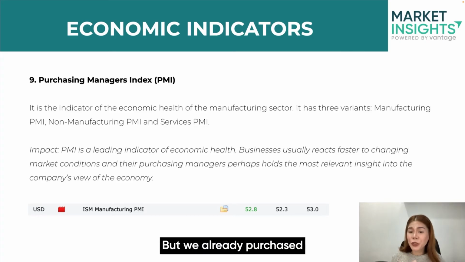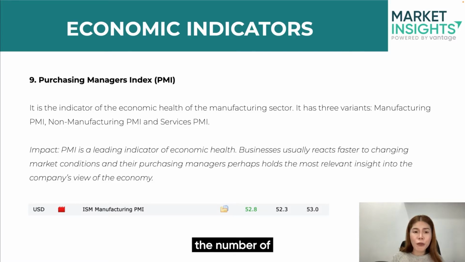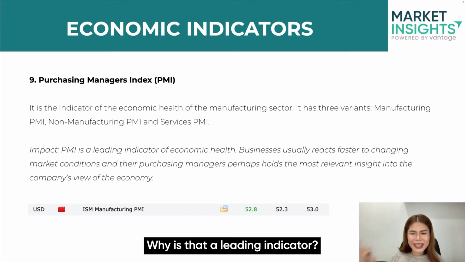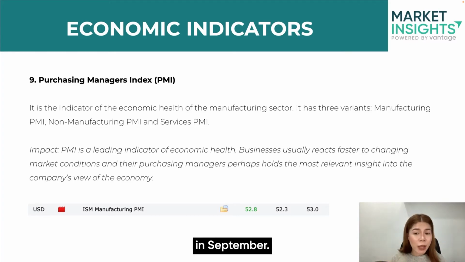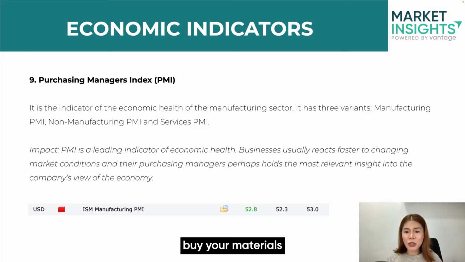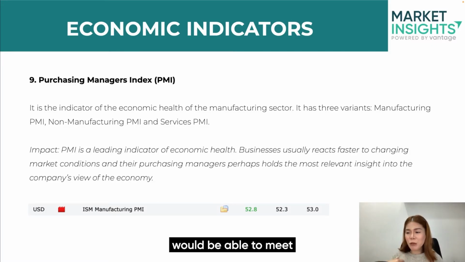But we already purchased the materials that we're gonna use in relation to the forecasted number of sales in December. Why is that a leading indicator? Because the survey is done in September, but the sale would be in December. You don't buy your materials and produce in the month that you're thinking you're gonna sell. You should be doing it in advance so you would be able to meet the demand of the market.